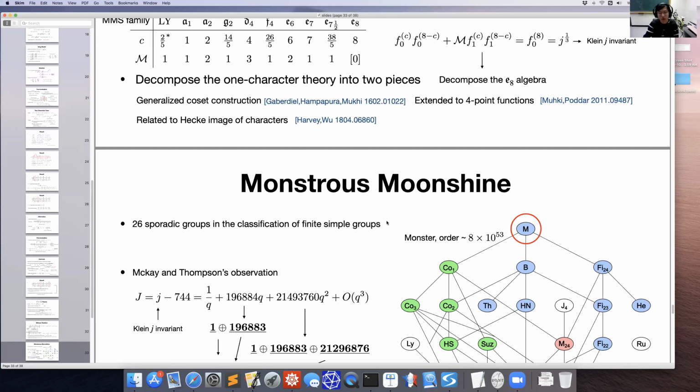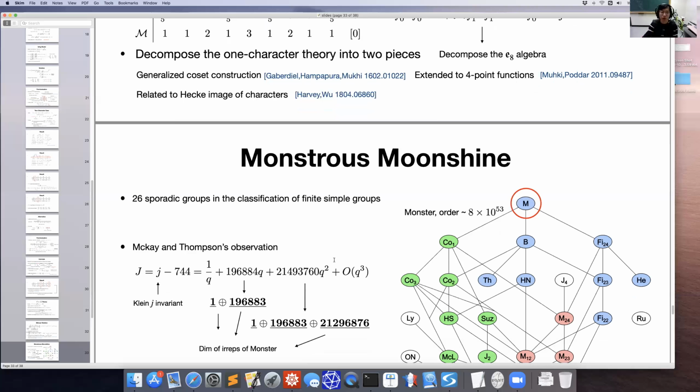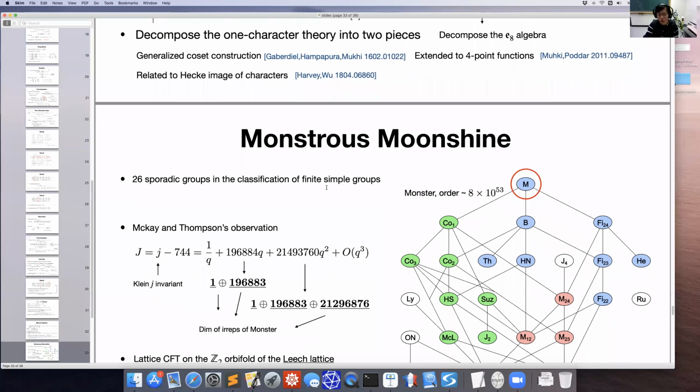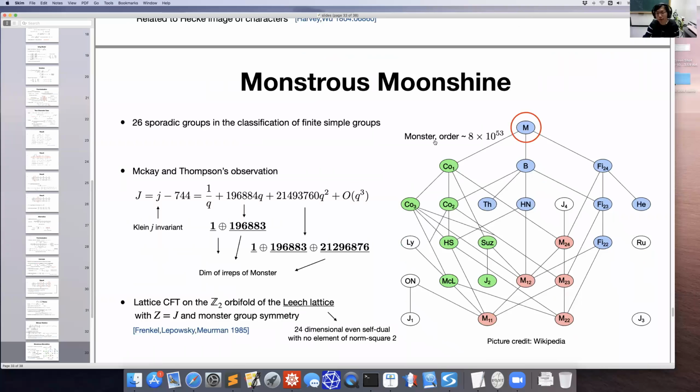let me first talk about some history, which is known as monstrous moonshine. So mathematicians in the last century classified all finite simple groups in terms of several families. And there's one particular family that is finite, so there's no general pattern. These are the so-called sporadic groups, 26 sporadic groups, and they organize in the following form. And the biggest one is the so-called monster group, which has a huge order.